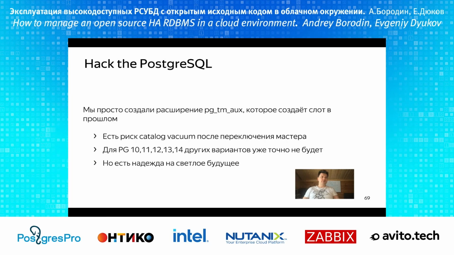To resolve these problems, we had to go to the Postgres kernel. So we developed the pg_tm_aux extension, auxiliary functions for data management. This extension allows us to create a replication slot in the past. Probably in Postgres 15 we will have a function for creating replication slots in the past.